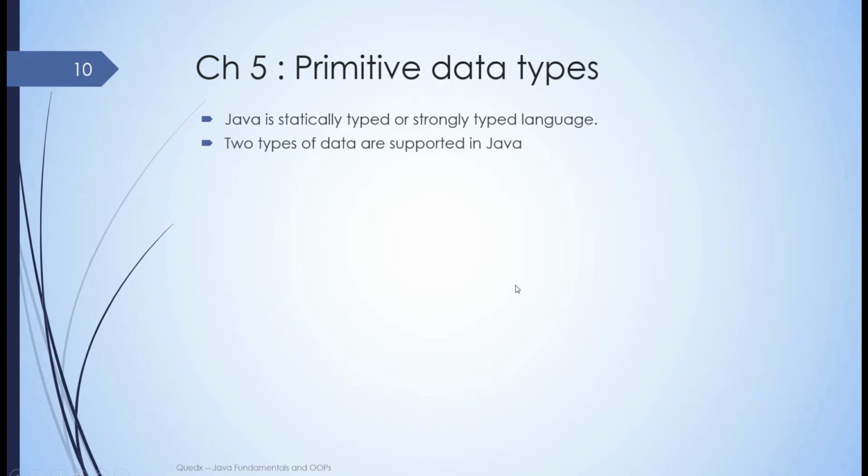There are two types of data that are supported in Java. One is primitive data types, example int, and second is non-primitive data type, example would be string class.